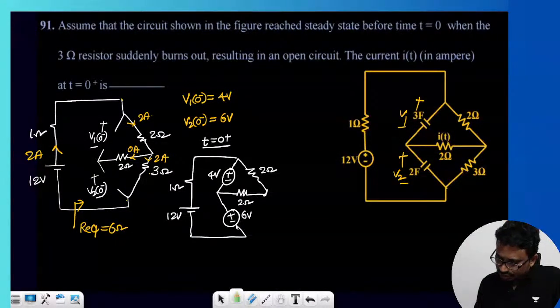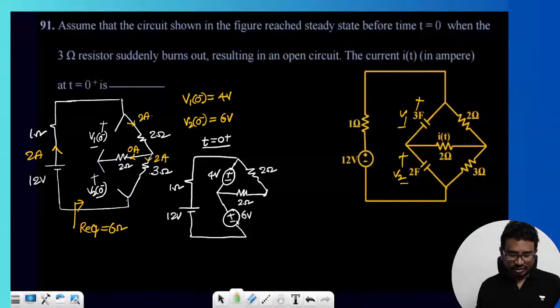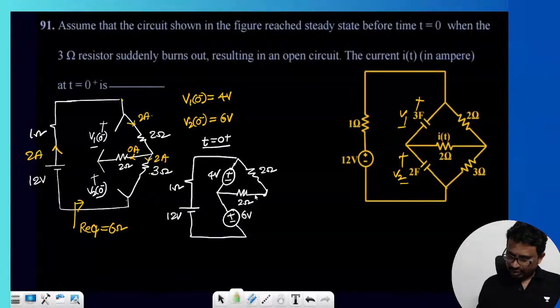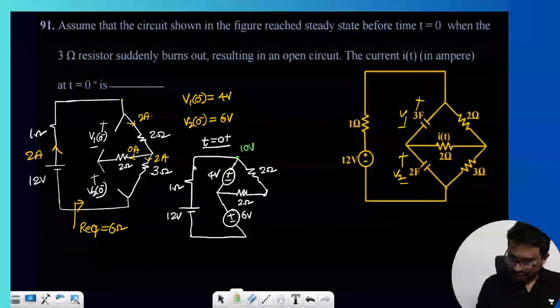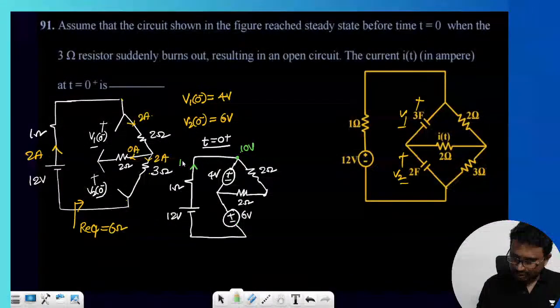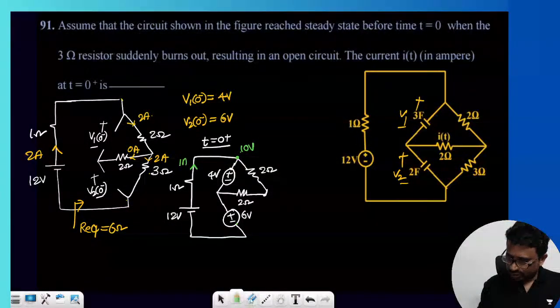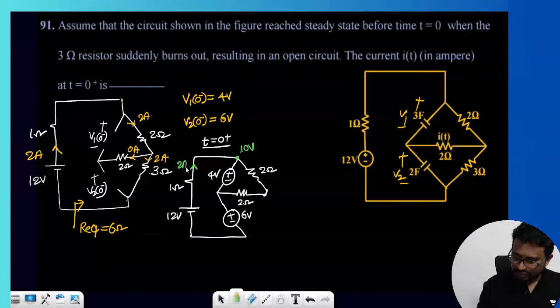So this is 6 volts. If this is 6 volts, now the current here has to go in this path. Here 4, and at this location I can say this voltage is 10 volts. 6 and 4, 10 volts. Now if I find this current, 12 minus 10 by 2, so this current is 1 ampere, so 2 amps. 12 minus 10, that is 2 amps.